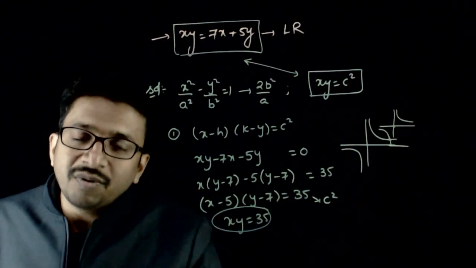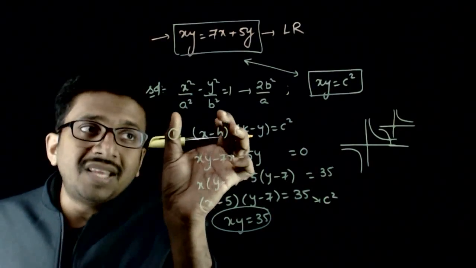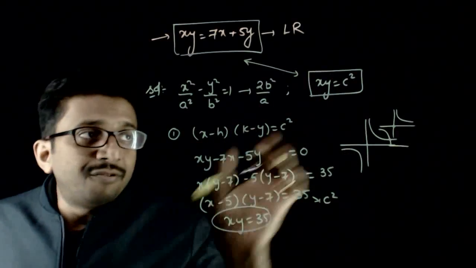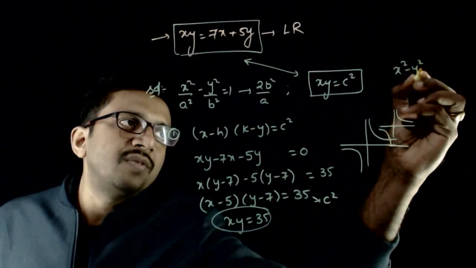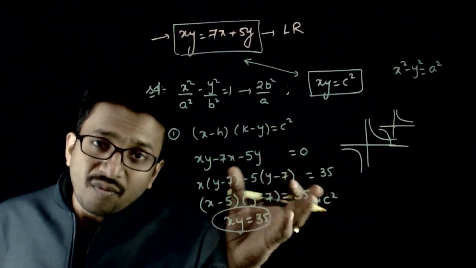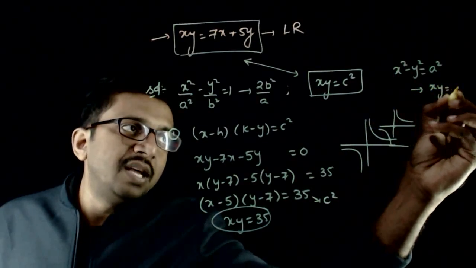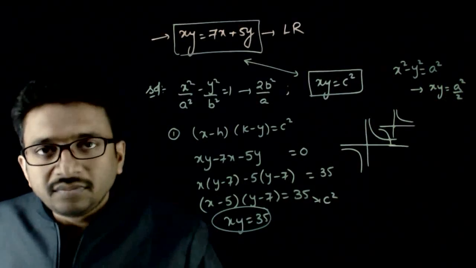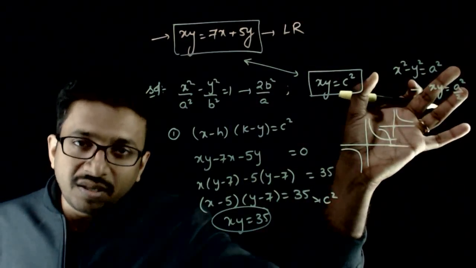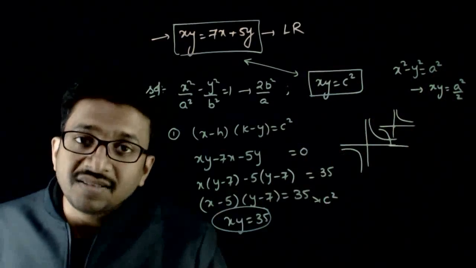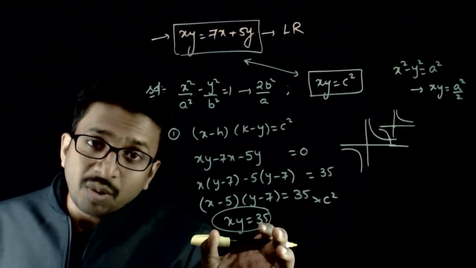But how do you find the latus rectum of this? Is there any formula for you? So you know the conversion between the rectangular hyperbola and the form xy = c². What is the theory? x² − y² = a², when the axes are rotated through 45 degrees, becomes xy = a²/2. So this is the theory. x² − y² = a² gets converted to xy = a²/2. Now I have xy = 35.